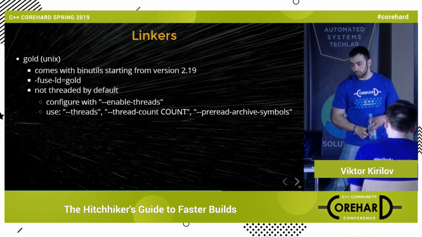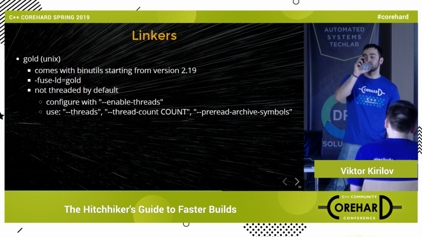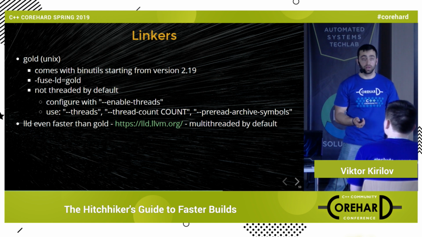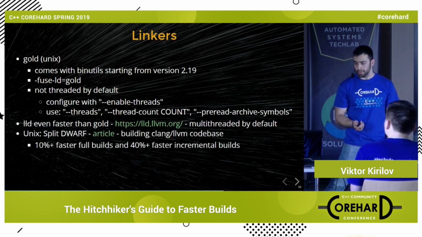Linkers, again, they're a big topic, but what I could say is, on Unix, you should be using the Gold linker instead of the default one. It could also link with multiple threads. You could also make use of LLD, which is part of the LLVM project. It's also multi-threaded by default. It might be even faster than Gold.